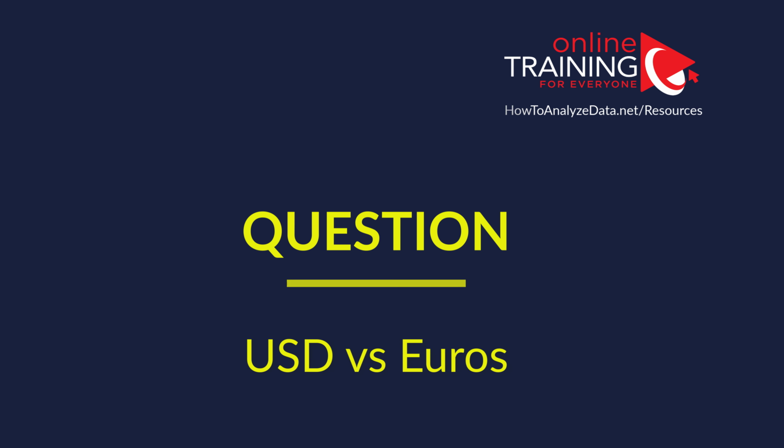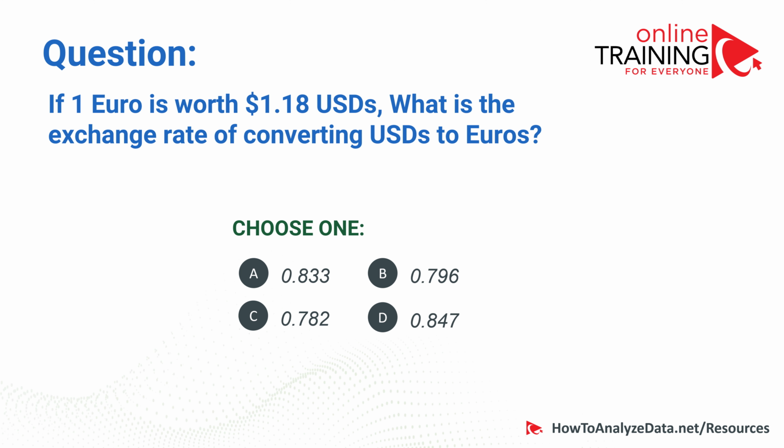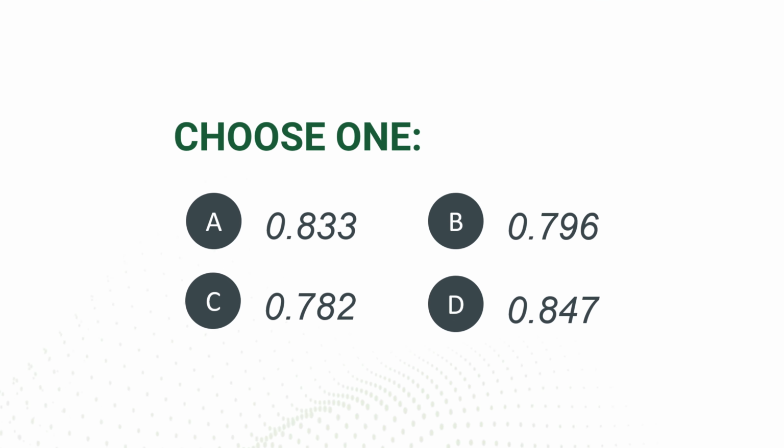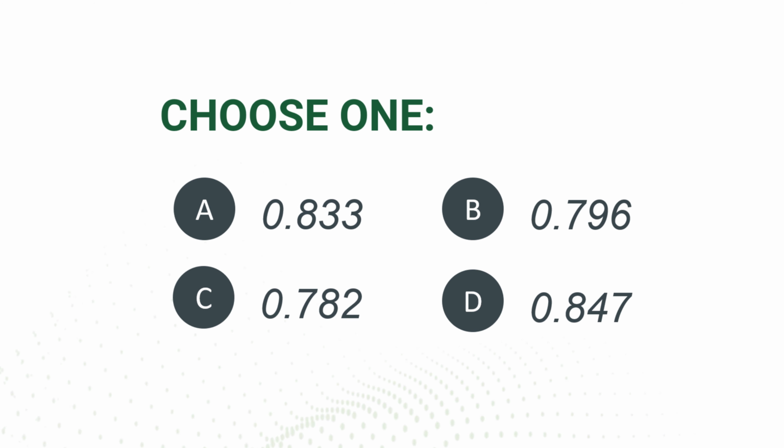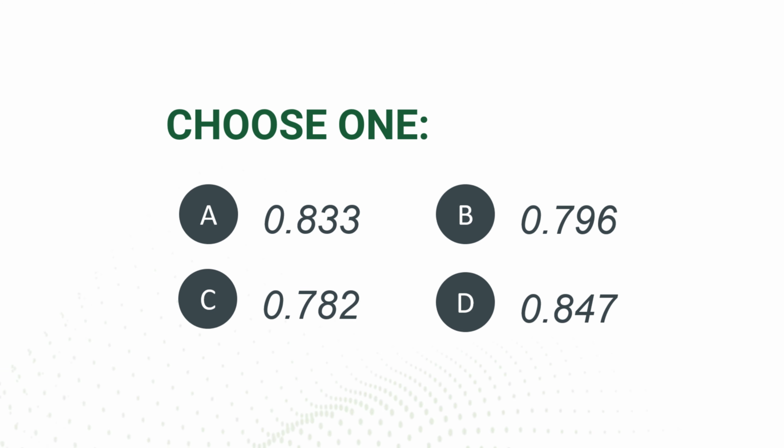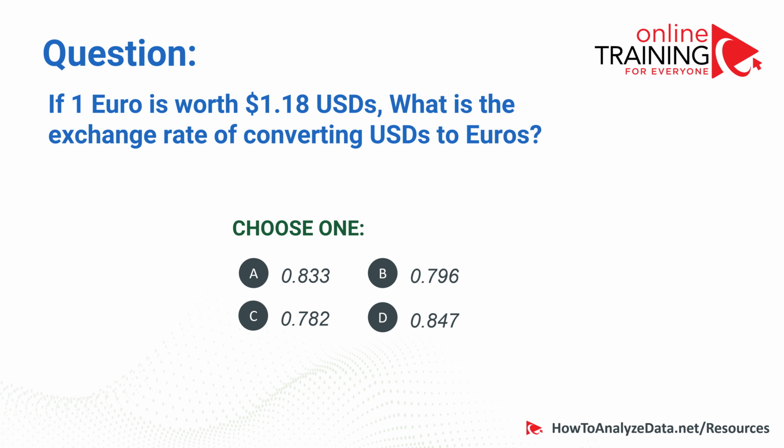Now let's look at the question which is very frequently used as part of aptitude tests when you're applying for a position in the financial industry, especially in the banking and insurance industries. If €1 is worth 1.18 US dollars, what is the exchange rate of converting US dollars to euros? You have 4 choices here: 0.83, 0.79, 0.78, and 0.84. How would you calculate this? Let's see if you can nail this question.